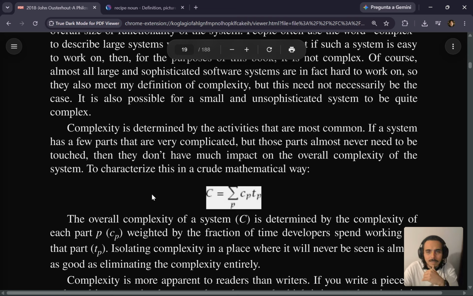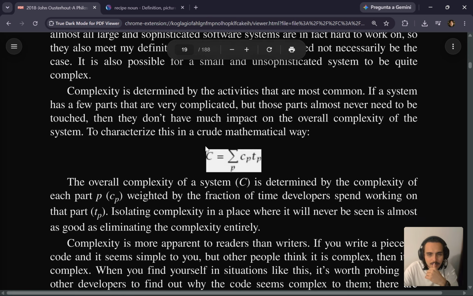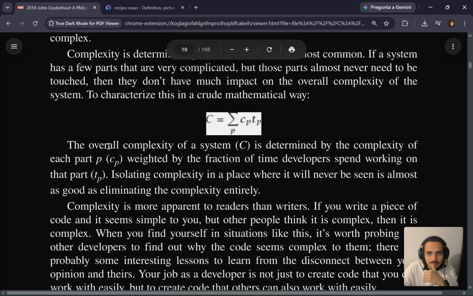Complexity is determined by the activities that are most common. If a system has a few parts that are very complicated, but those parts almost never need to be touched, then they don't have much impact on the overall complexity of the system. To characterize this in a crude mathematical way, the overall complexity of a system is determined by the complexity of each part, weighted by the fraction of time developers spend working on that part. Isolating complexity in a place where it will never be seen is almost as good as eliminating the complexity entirely.